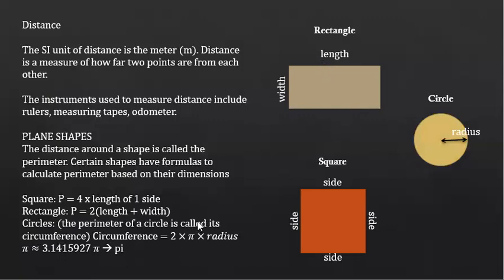Now, the perimeter of a circle is called its circumference. Circumference is equal to 2 multiplied by pi, this symbol here, which is a constant, multiplied by the radius. Pi is used in maths as a constant that allows us to calculate the distance around, because we can think of a circle as a straight line that is curved, and that is where we get pi from.